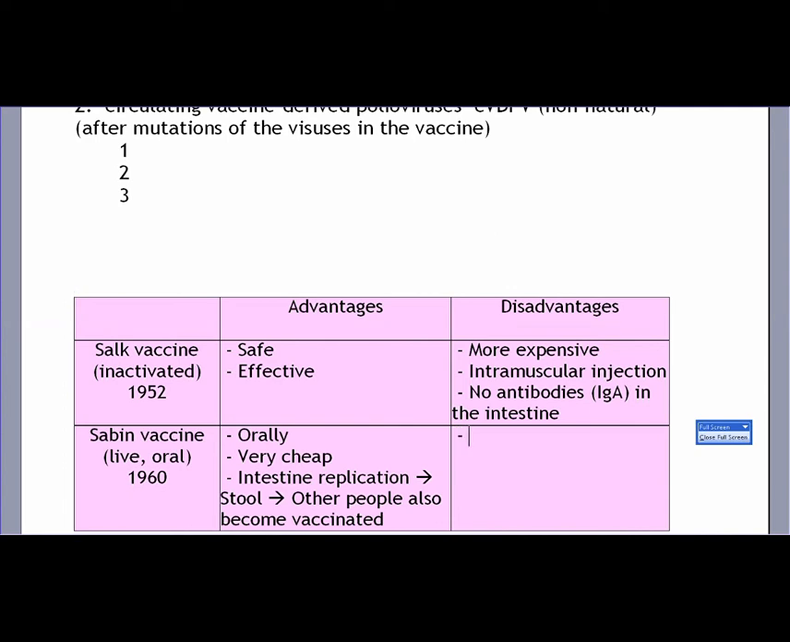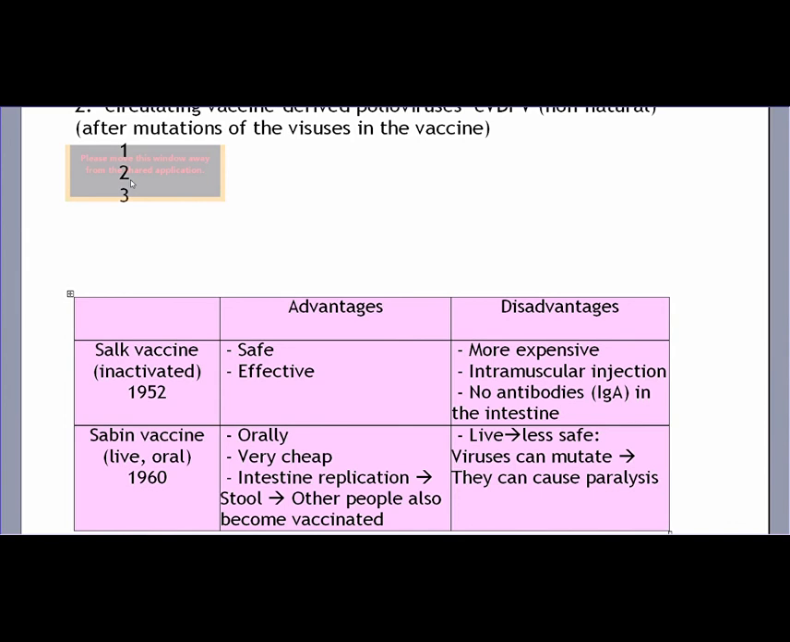The Sabin vaccine is alive, so it's less safe. Why? Because the viruses in the vaccine can mutate. And sometimes if they mutate, they can cause disease. They can cause paralysis. So the virus of the vaccine can cause paralysis if the virus mutates. So this vaccine is less safe.